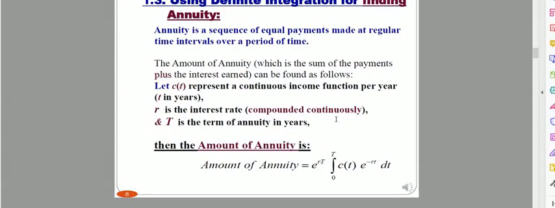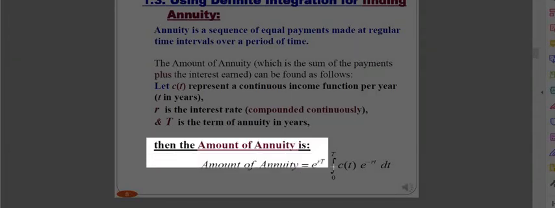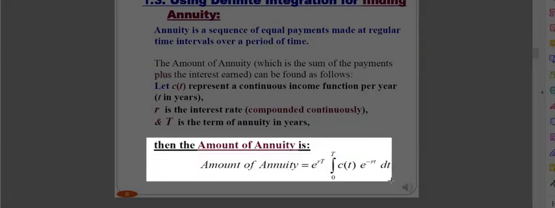It's compounded continuously. We can link this to the compound interest we have solved before with the differentiation. However, the T is the term of annuity, or the period given in years. The C of t is the income function, and then the r and the T here are exactly the same. The small t is the t that we are going to integrate. So this is the formula that we are going to use, and you're going to find it in the formula sheet.